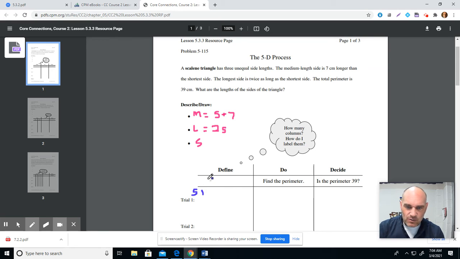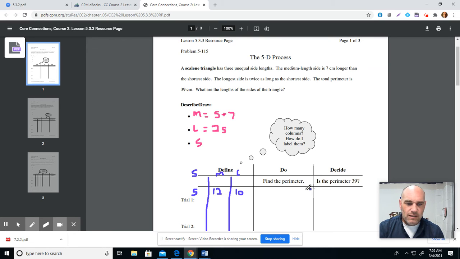How many columns do I need? In my define, I would need 3 columns, and the reason I need 3 columns is because I have 3 sides. That's going to be my short side, my medium side, and the long side. My short side is 5, and my medium side is 5 plus 7, which is 12. Sorry, that looks like a 51, doesn't it? Get rid of that. My long side is 2 times 5, which is 10. So there's my 3 columns: short side, medium side, long side.